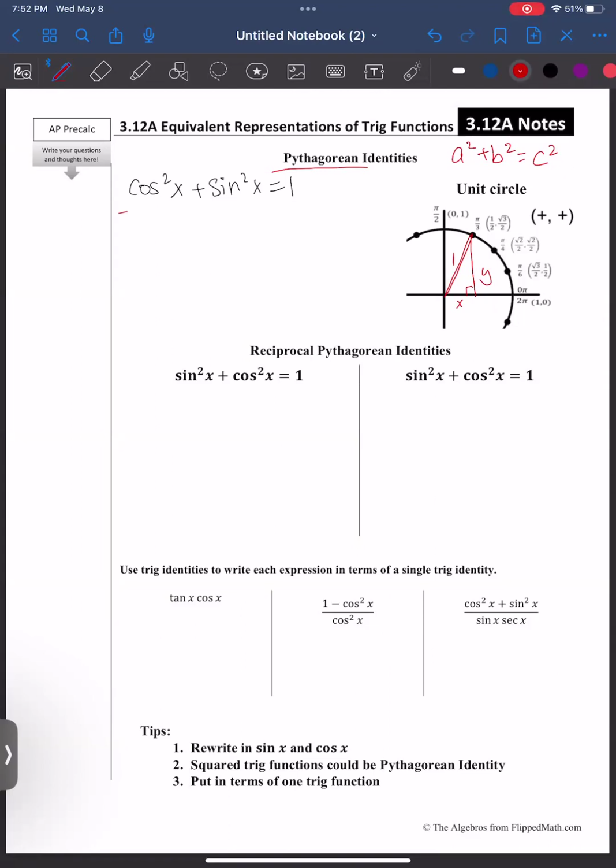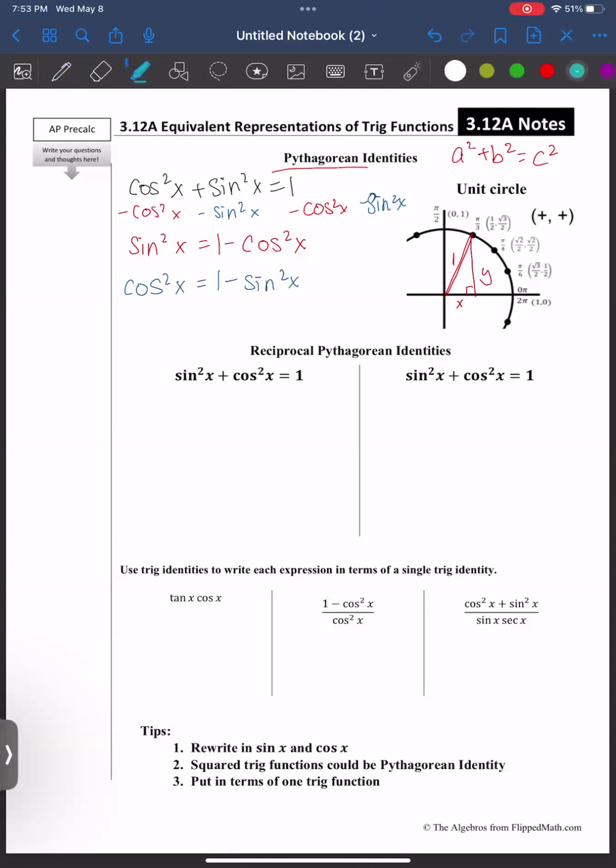So the first one we're going to do with this Pythagorean identity is we're going to start off by subtracting cosine squared from both sides. And we end up with sine squared of x equals 1 minus cosine squared of x. And then if we do the same thing, but instead of subtracting cosine squared, we subtract sine squared, we get cosine squared of x equals 1 minus sine squared of x. So right now, at this point in time, these are our most important trig identities.